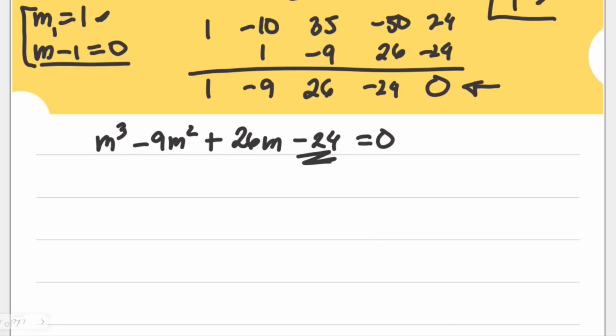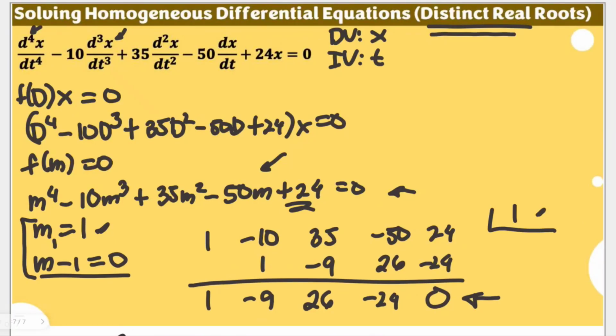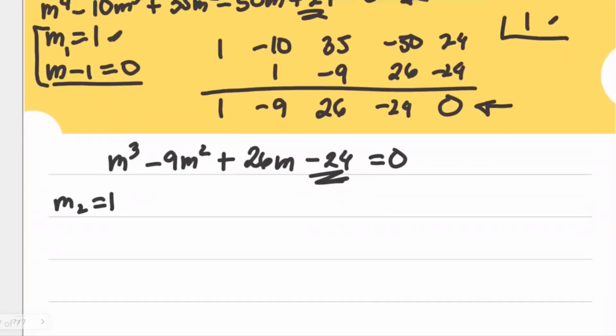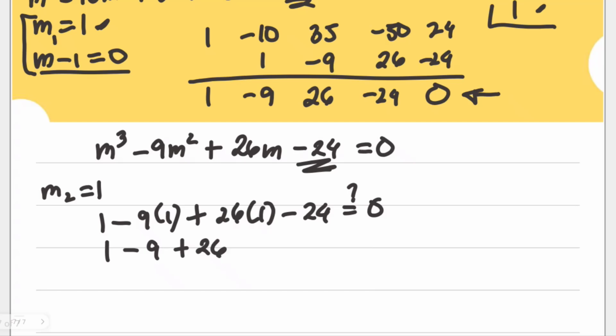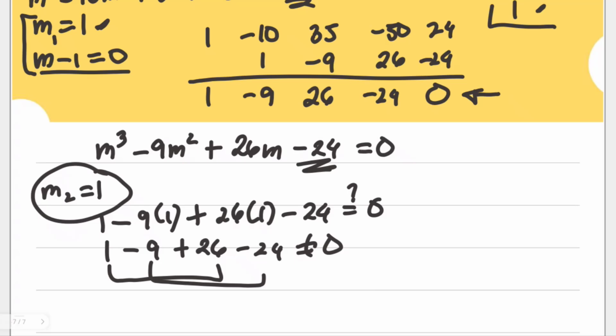So let's just continue your intuition. If you're going to try another one, even if it's decided already distinct and real, just for the purpose of discussion, you will have 1 cubed minus 9 times 1 plus 26 times 1 minus 24. Let's check if it's equal to 0. 1 minus 9 plus 26 minus 24. This is 27. This is minus 33. Of course, it's not equal to 0. Hence, 1 is only a root once, it's not duplicated or repeated. So it's incorrect to assume that the second root is 1.